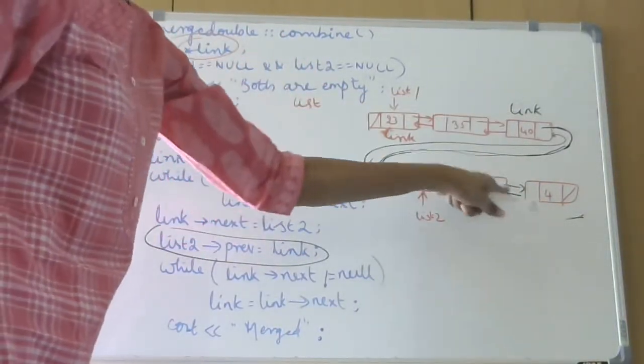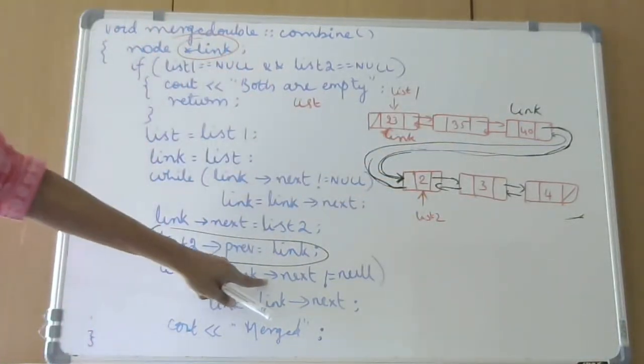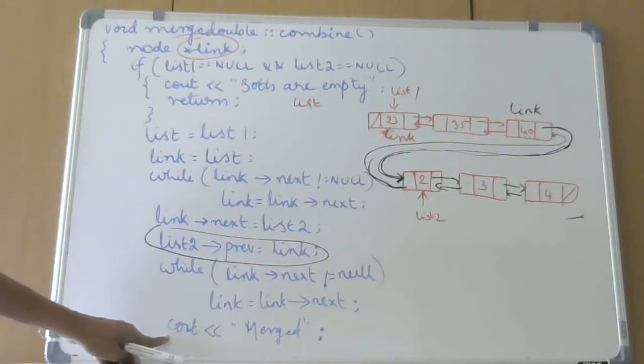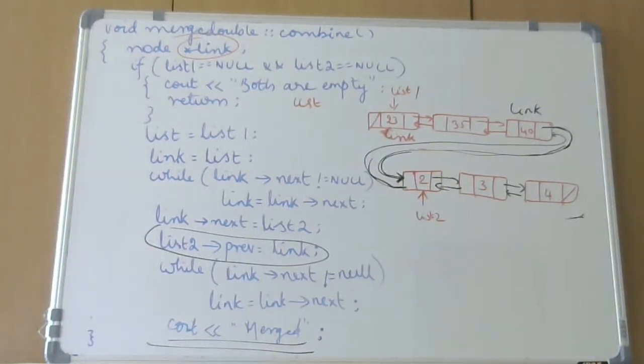I will again start traversing. So again I will come here, and then I will stop. While link of next is equal to null, I will come out of the loop and then I will display it as merged. Are you clear? So we have taken two lists. We have inserted elements in the two lists and then now we have combined both the lists.